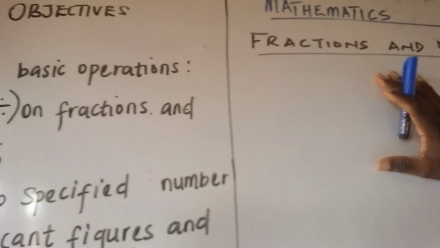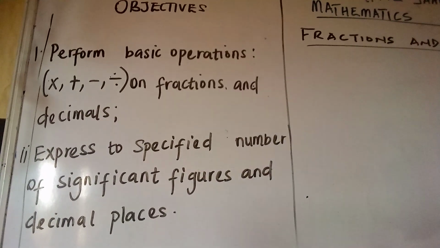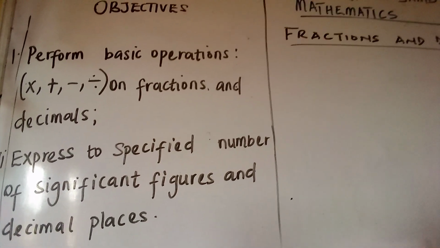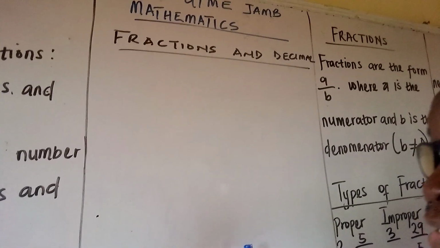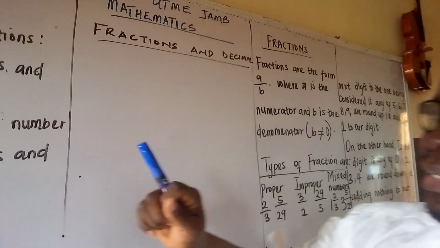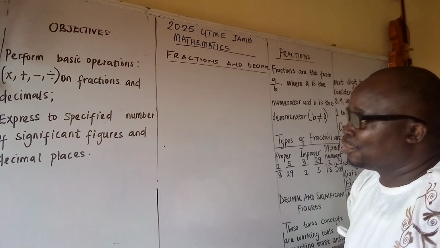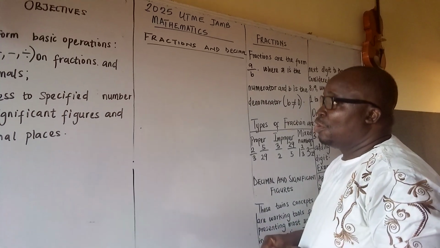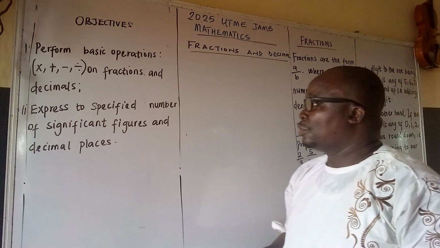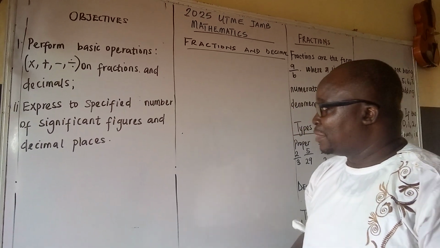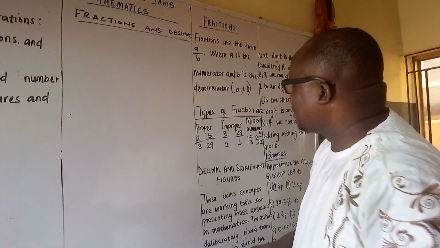Today we want to look at fractions and decimals, even as it pertains to significant figures, and how questions are asked when using them. Our target is to be able to perform basic operations like addition, multiplication, division, subtraction on fractions and decimals, and two, to express numbers to a specified number of significant figures and a specified number of decimal places.